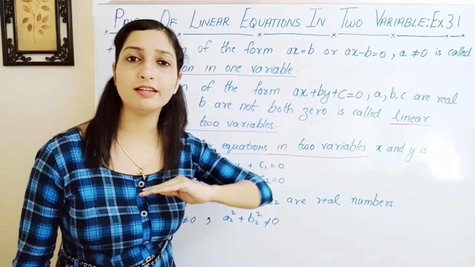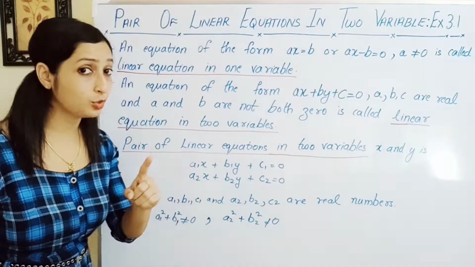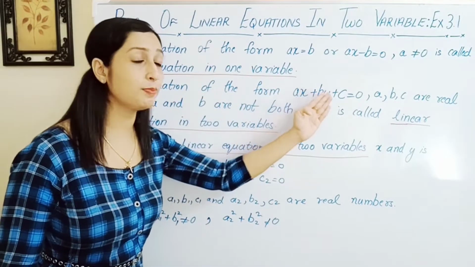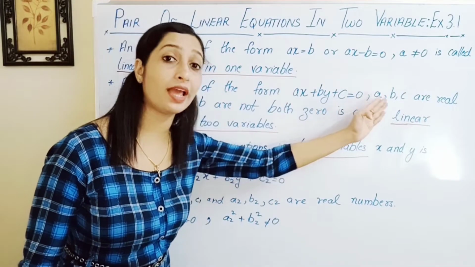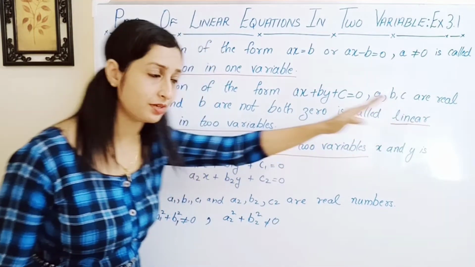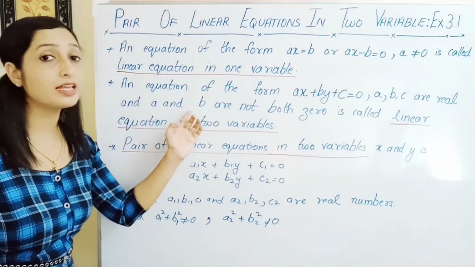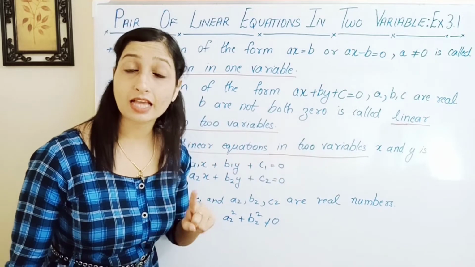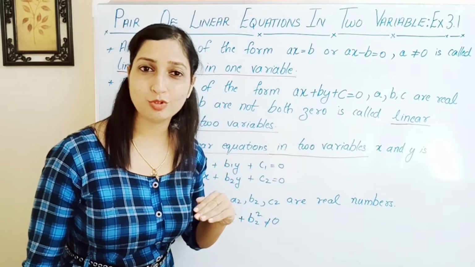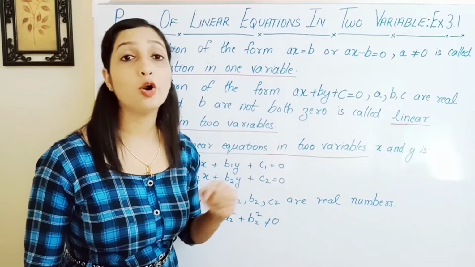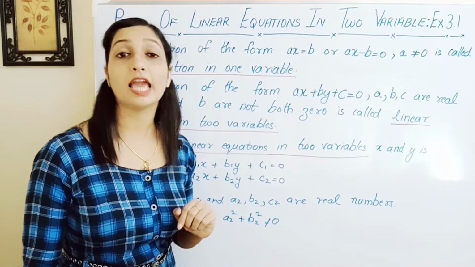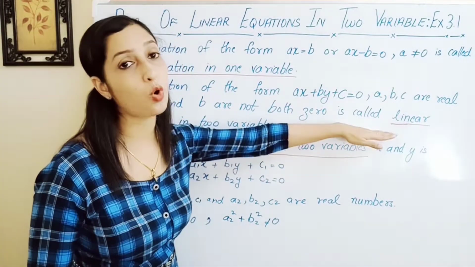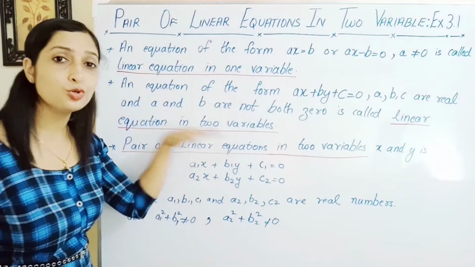So then what is a linear equation in two variables? That equation will have two variables. So an equation of the form ax + by + c = 0, where a, b, c are real numbers and a and b are not both zeros. That means a and b cannot take the value 0 at the same time. Or this condition you can represent as a² + b² ≠ 0. And this is called the linear equation in two variables.